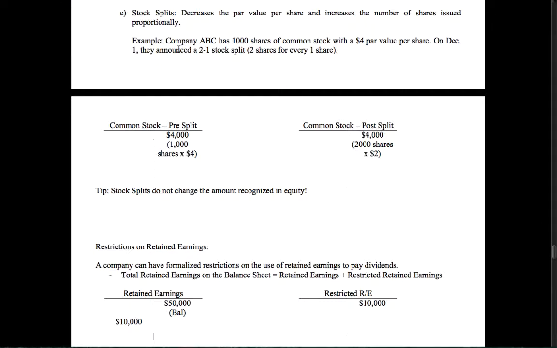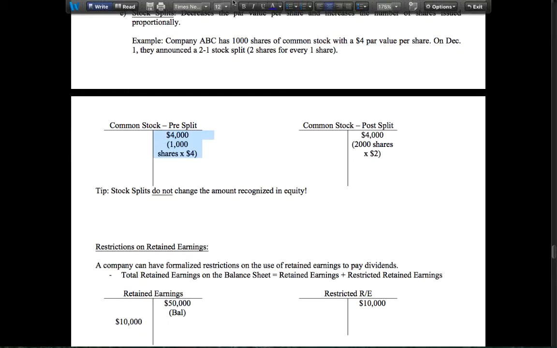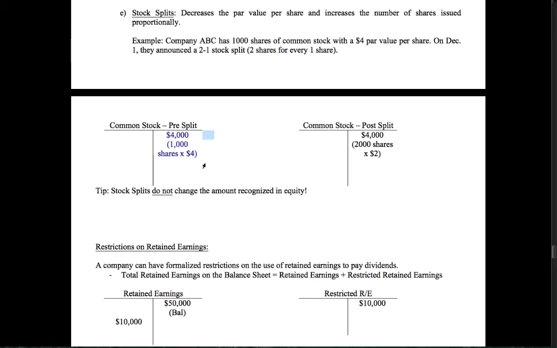So as a basic example, company ABC has 1,000 shares of common stock with a $4 par value. So I've reflected this entry here, pre-split, the $4,000 representative of the 1,000 shares times the $4 par value. On December 1st, they announced a 2-for-1 stock split, which means 2 shares for every 1 share. This will be how I show all stock splits in your examples for your quizzes, homework, or the exam. I will always say 2-to-1, 5-to-1, something of that nature.